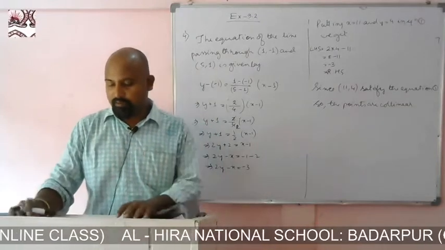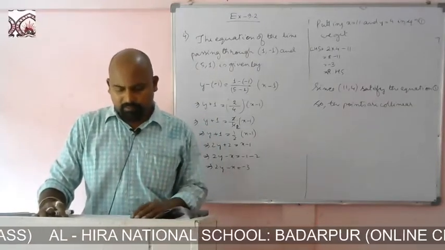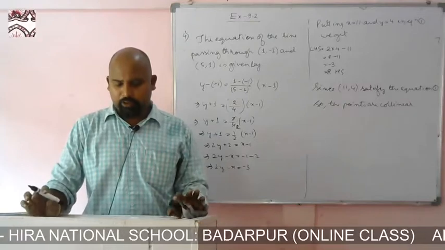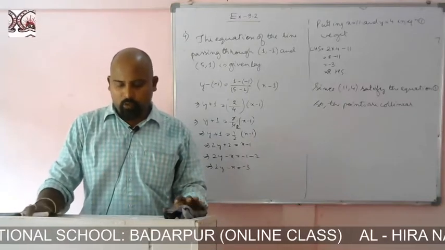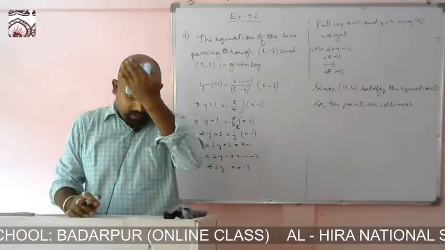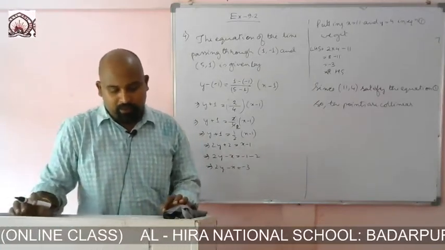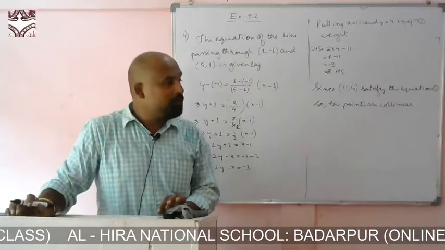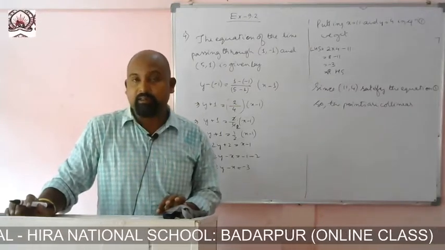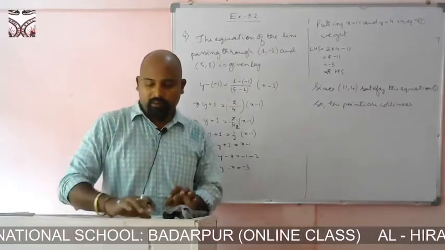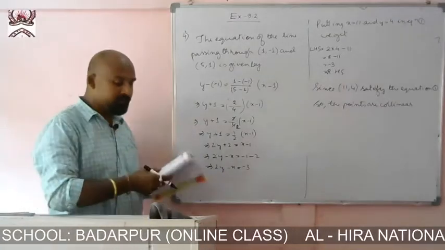Now question number 5. Find the equation of the line joining the origin and the point of intersection of the lines x plus y minus 1 equal to 0 and 4x plus 3y equal to plus 8. Okay.